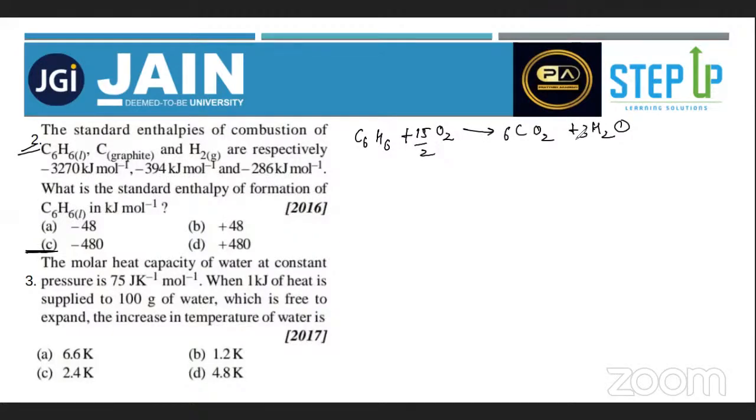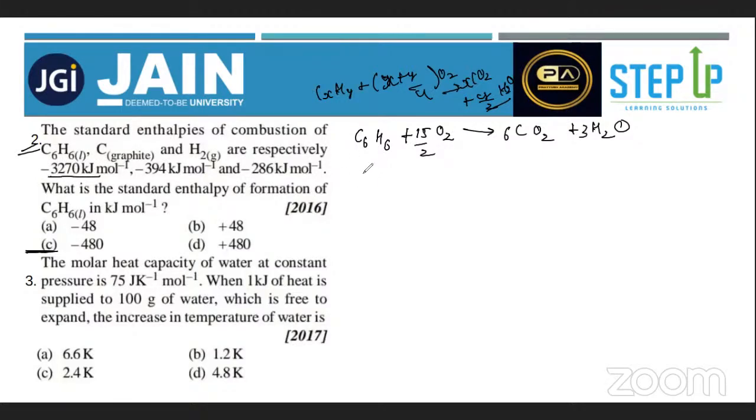Anything which is in the form of CxHy, we can write as CxHy plus (x + y/4) O2, which gives xCO2 plus y/2 H2O. You can write any such reaction in this form. This is given to you. For this, the enthalpy of combustion is this much.